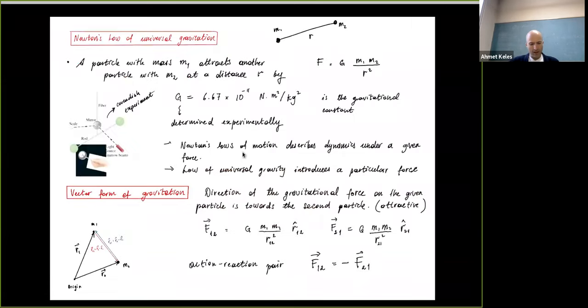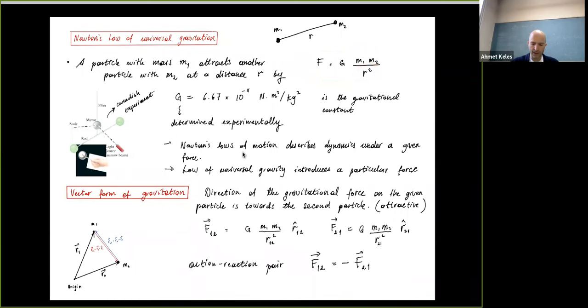So let's start with Newton's law of universal gravitation. Okay. Here's what it says. A particle of mass m1 attracts another particle with mass m2, and if their distance is given by r, the strength of attraction is given by this equation. F is equal to some constant G, first mass m1, second mass m2, divided by the square of the distance between these two masses, r squared.